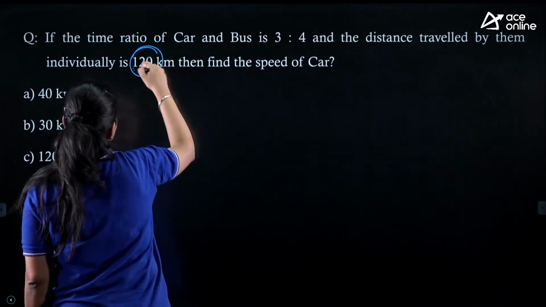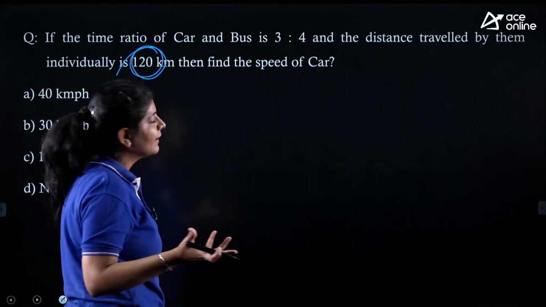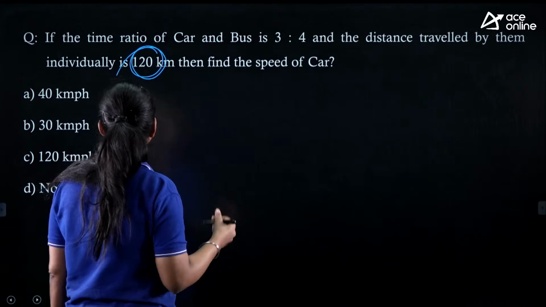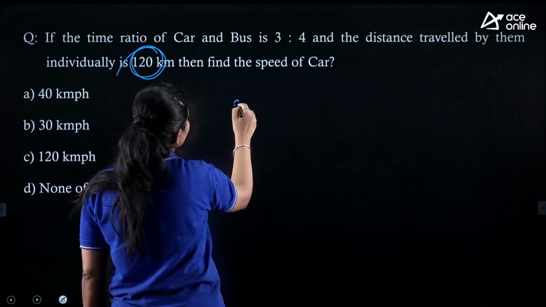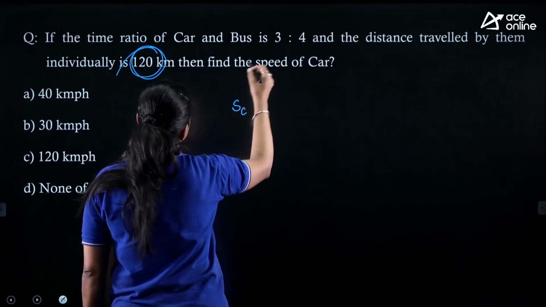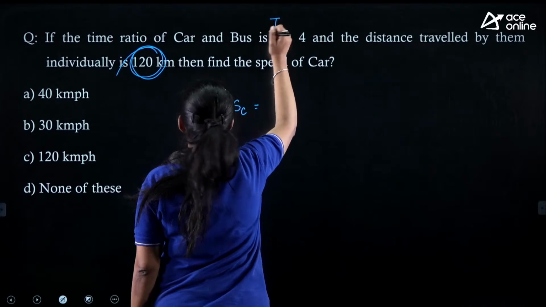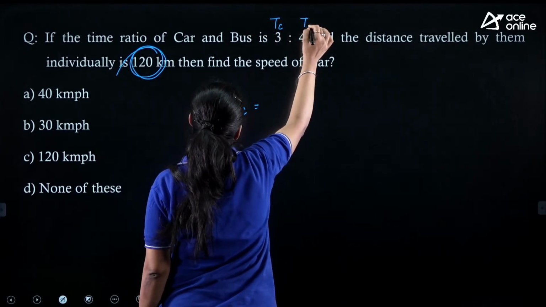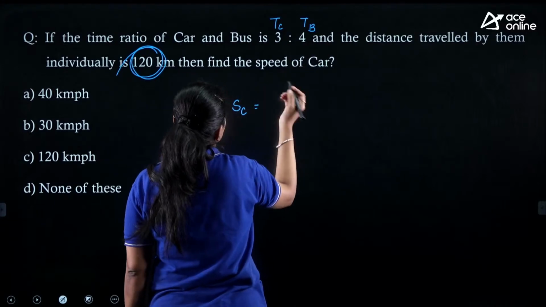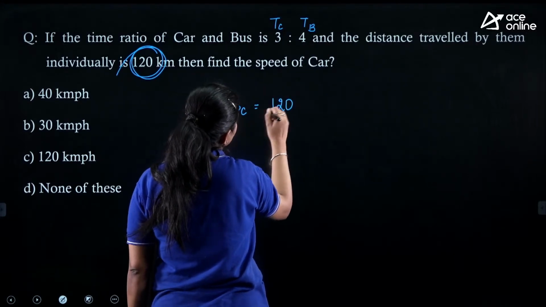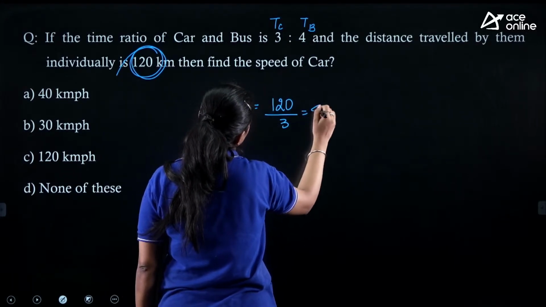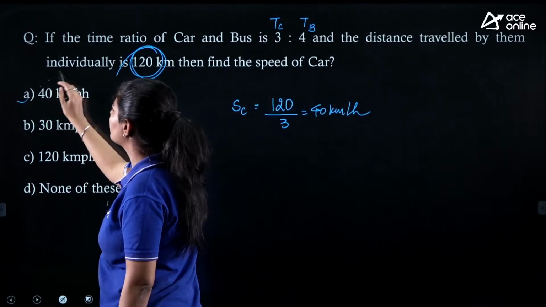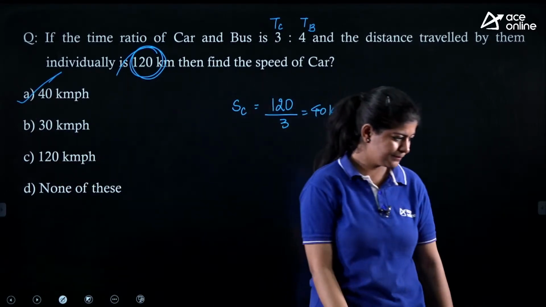The distance is given, which is nothing but the constant, right? So if you want to write down the ratio, then you can just simply reverse it. But what we need to do is find out the speed of the car. So this is the time ratio of car to time ratio of bus, right? So we can say that, that's it. Option number A is the correct one.